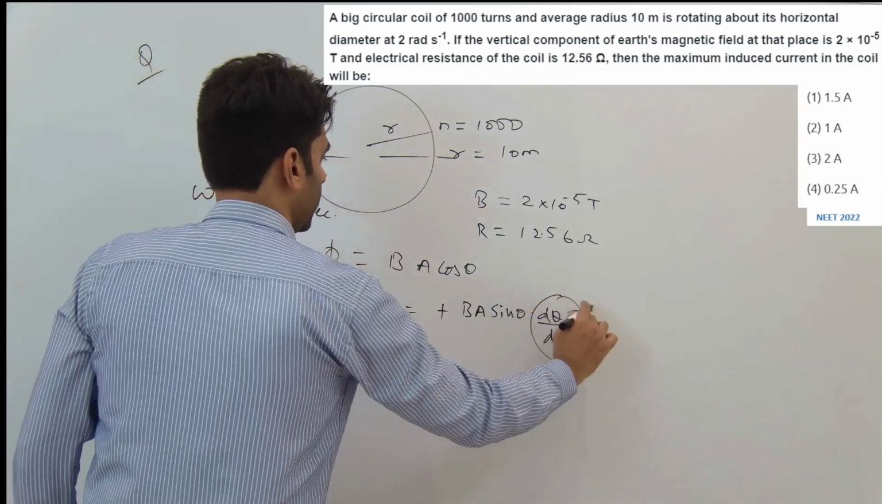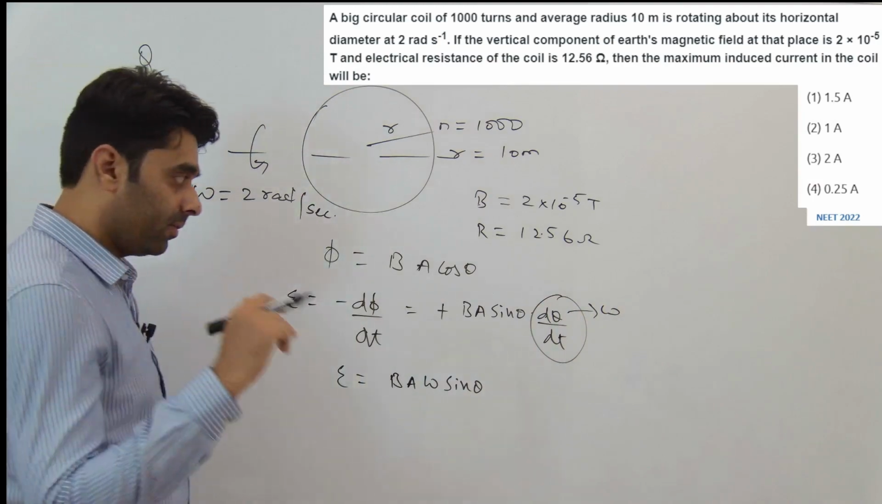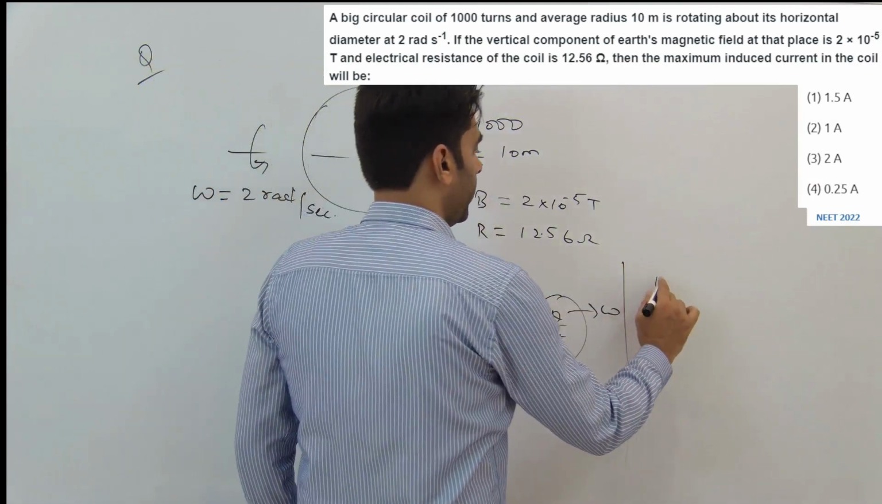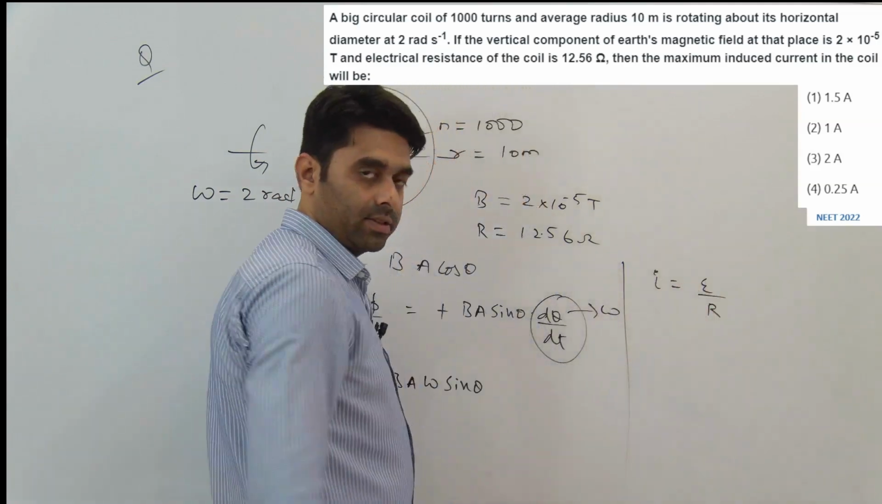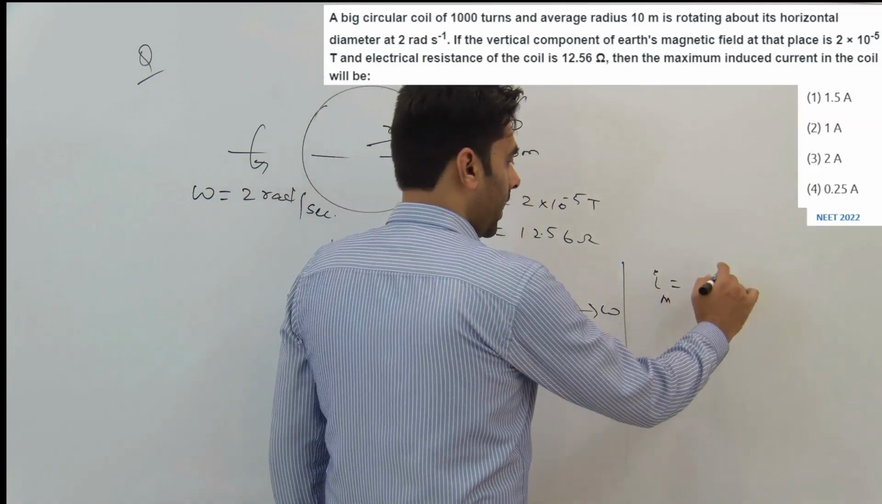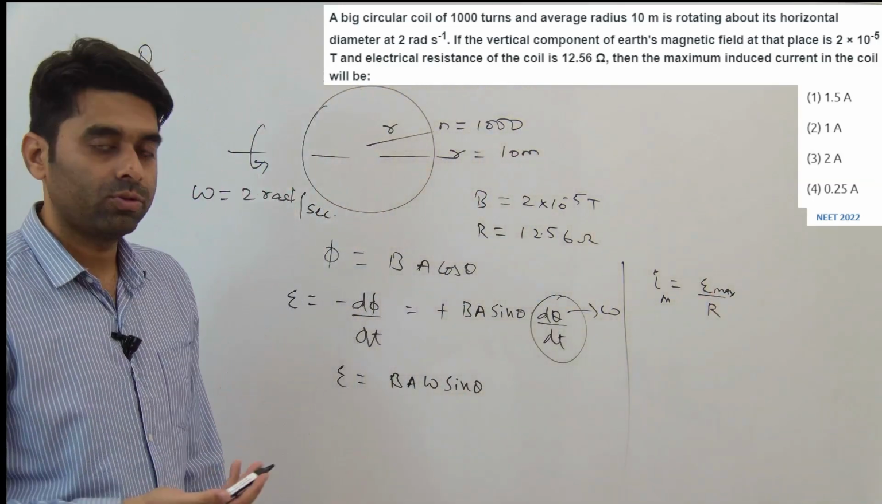So this one I can write as E = BAω sin θ. This is the EMF we have got. Current will be E by R. We want maximum current, so the maximum current I max will be E max by R, because the resistance is anyway constant. It is given to us as 12.56.